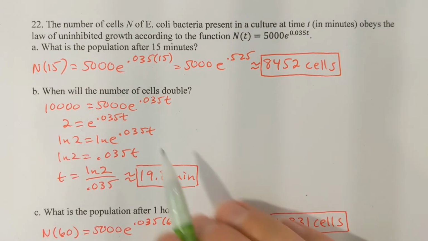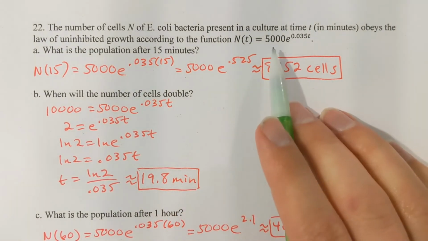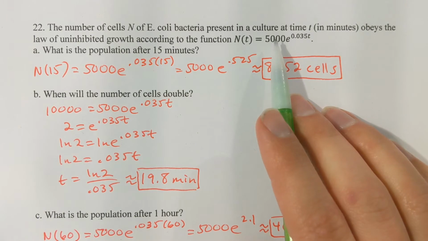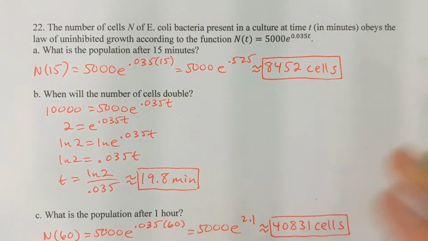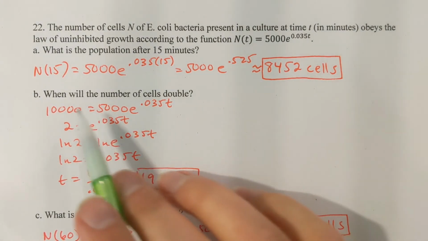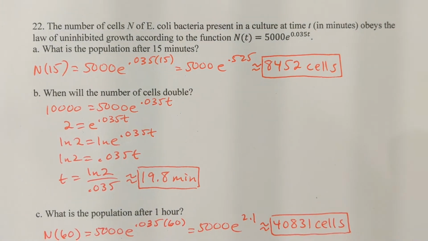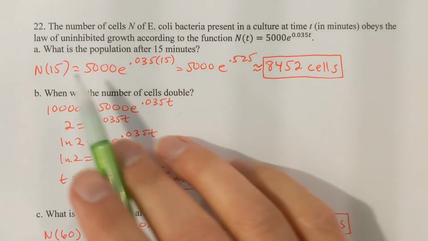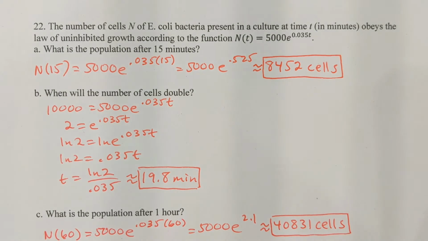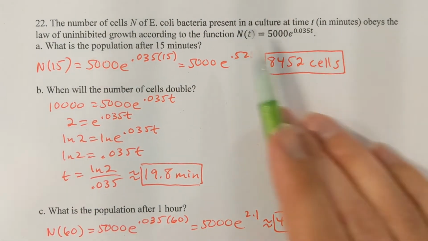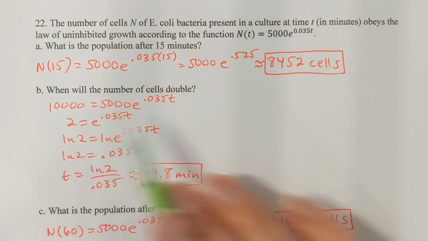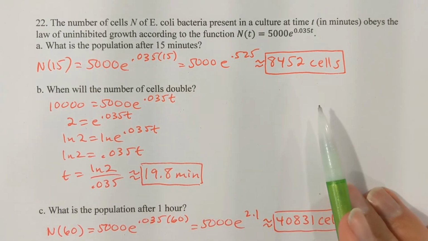Part B, when will the cells double? 5,000 is the number of cells that are there at time 0. So when is it going to be double? Like, when is it going to be 10,000 cells? Well, it's going to be more than 15 minutes, right? We can see that from part A. But I would just set N equal to 10,000 and solve for t.